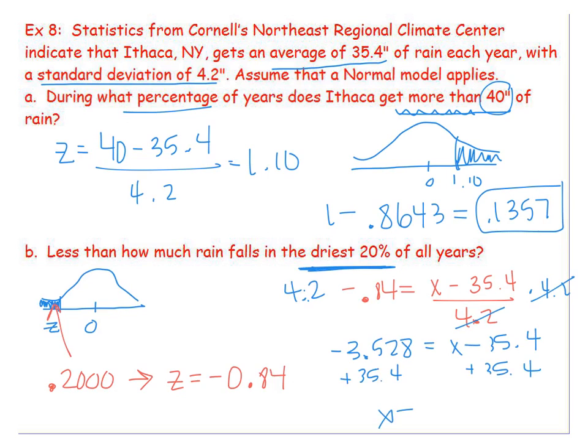So the rain for the driest 20%, once you add those together, is 31.87 inches of rain. So the driest 20% of the years only got 31.87 inches of rain. Now, what we've been doing here is 100% review from Unit 6. We're going to tie in now how this applies to our new stuff.